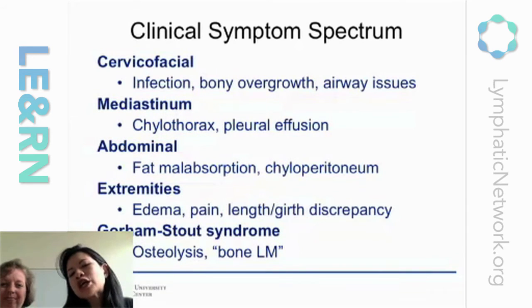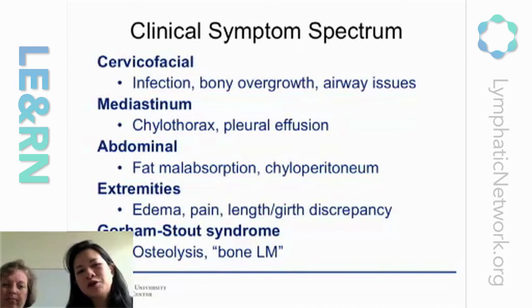But again, it's chylous fluids in the area outside the intestines, but inside the abdominal cavity. And if it's in the extremities, that's usually what we see in patients with primary lymphedema or some other mixed disorders such as Klippel-Trenaunay disease.